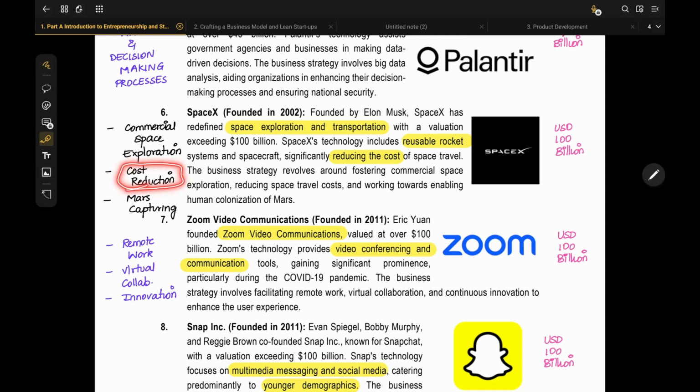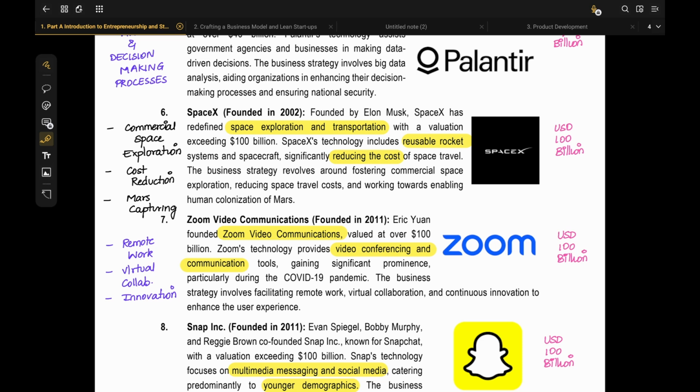And then cost reduction. What Elon Musk is doing is making reusable rockets. Conventionally, once a rocket is launched, it sends all the data to the Earth place where it is being monitored, and then it does not return to Earth. It is left abandoned in space itself. Now Elon Musk is bringing that rocket back to Earth once the work is completed. So this is a substantial reduction in the cost.